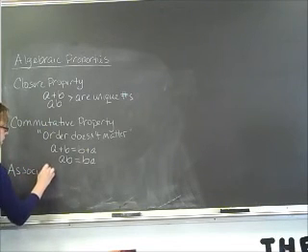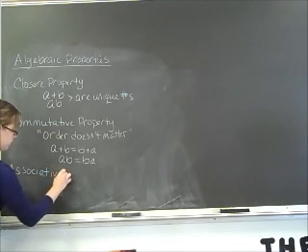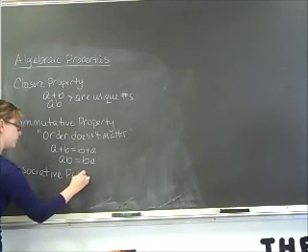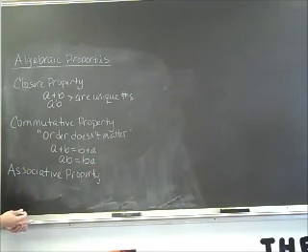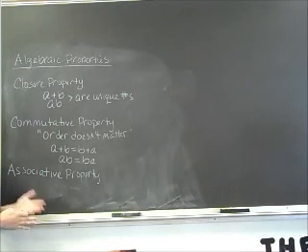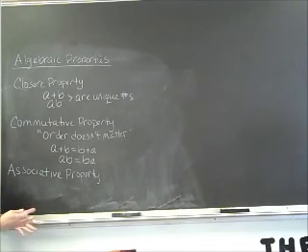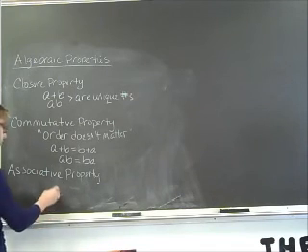After the commutative property is the associative property. It's similar to the commutative property in that it tells us that the groups don't matter. How we group numbers when we're adding and when we're multiplying, it doesn't matter which ones we choose to use first.